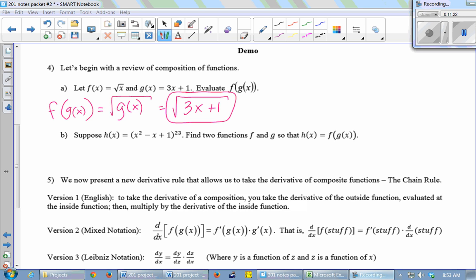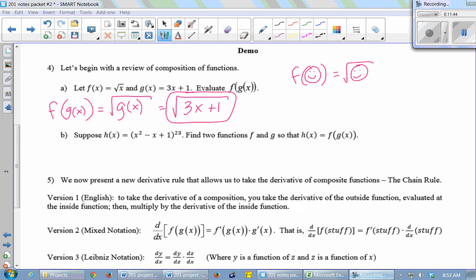So hopefully this is a review, something that feels comfortable to you. Exactly as if I had written f of smiley face, it would be the square root of smiley face. If I write f of g of x, that means the square root of g of x, and then you can replace g of x with its formula.